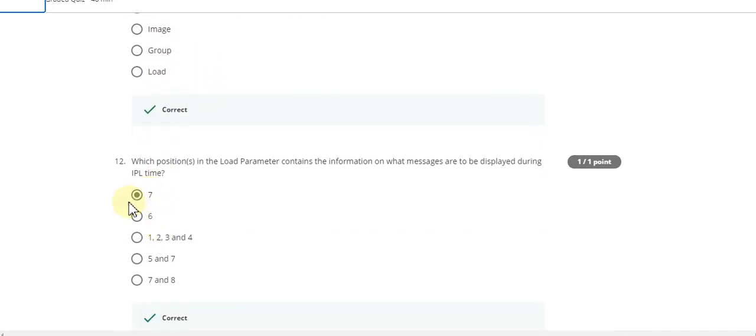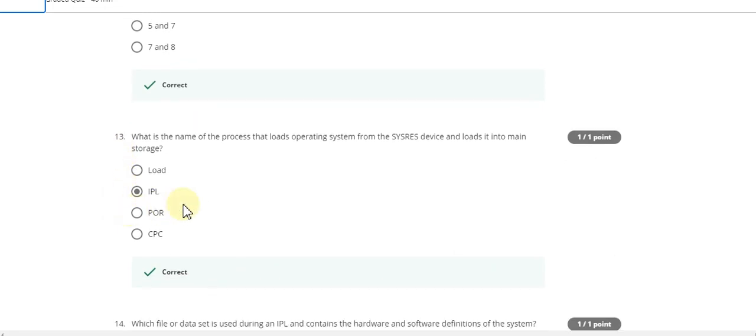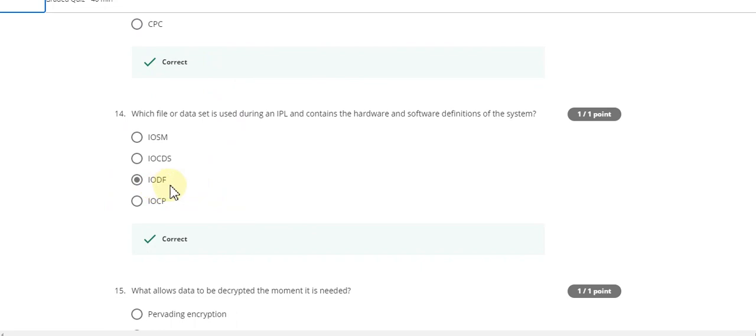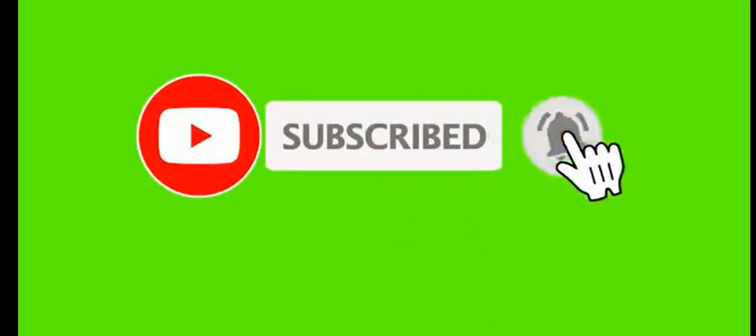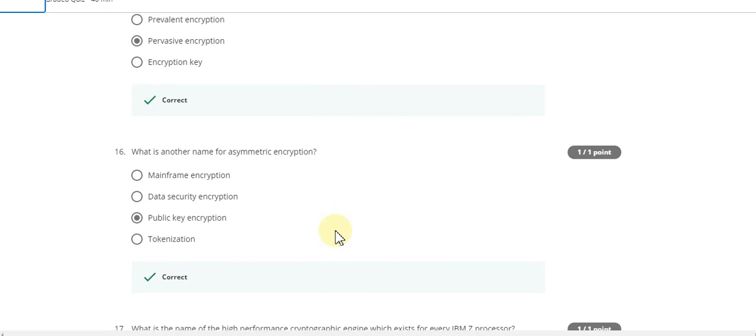The question number 12 answer is 7. The question number 13 is IPL, the question number 14 answer is IODF, and the question number 15 is pervasive encryption. Now the 16th question answer is public key encryption.